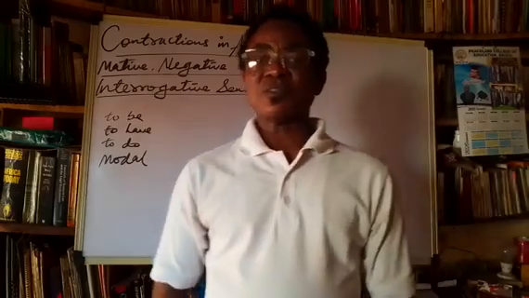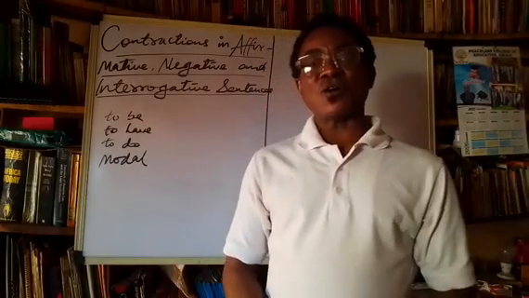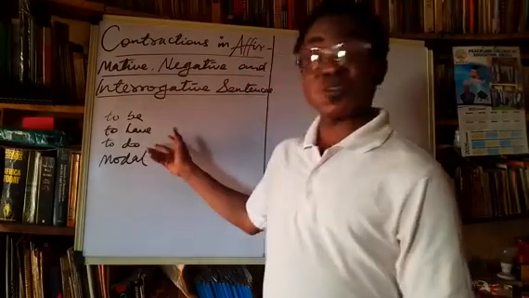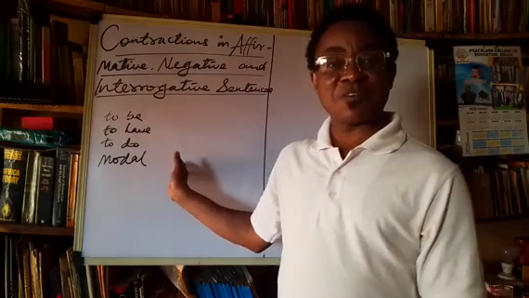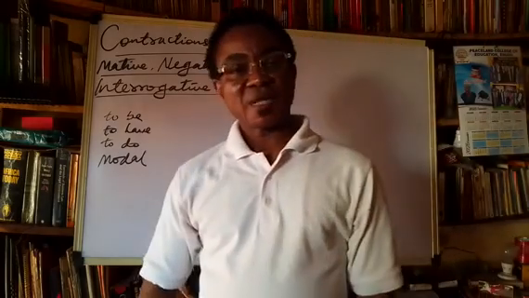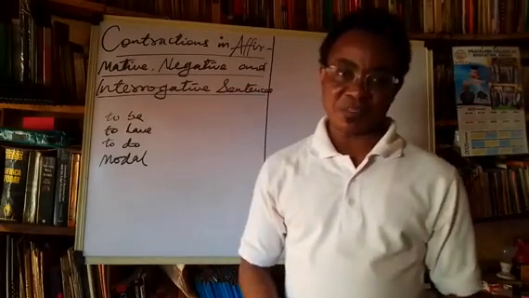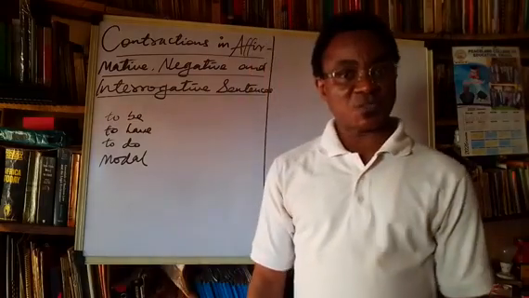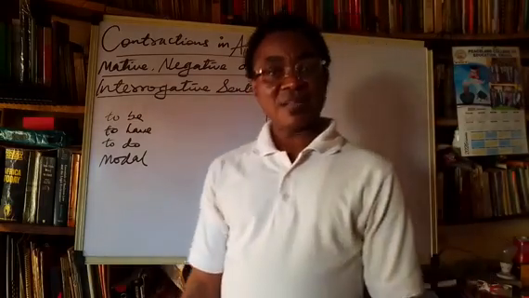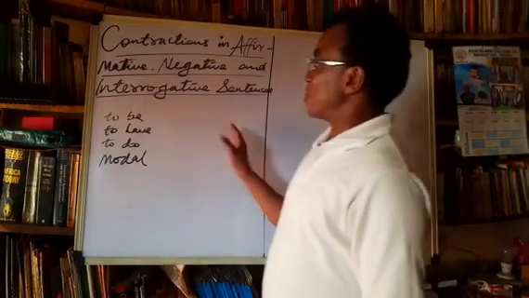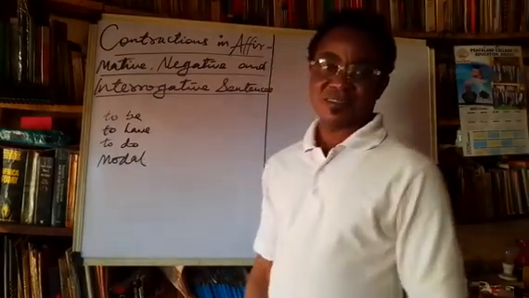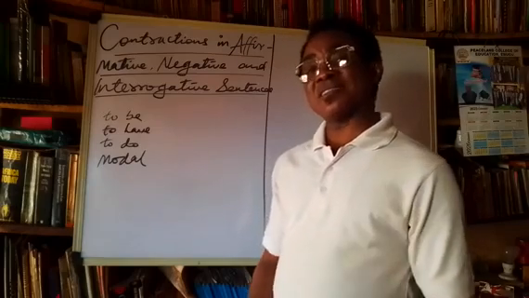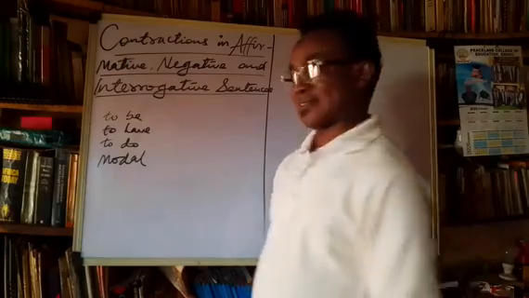And they include 10 to 11 or 12 verbs. And some of the ones we call primary auxiliary verbs also double as modal auxiliary verbs. But more of these later on in other lessons. For today, we focus on contractions in affirmative, negative, and interrogative sentences made in the present tenses.